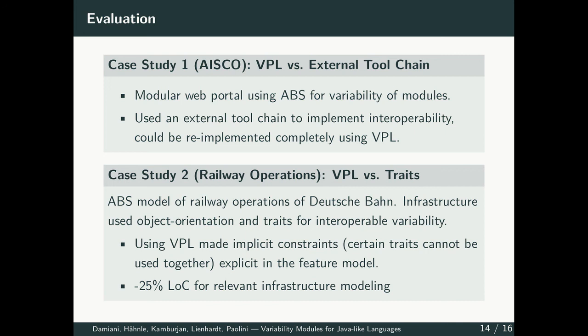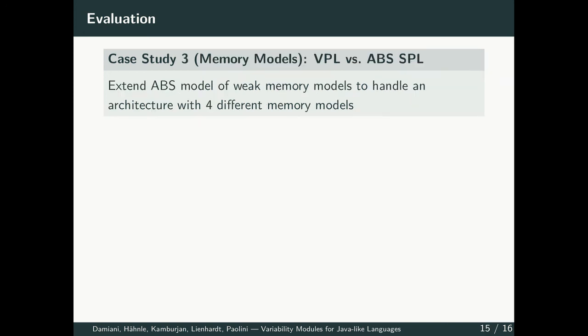We looked also at the ABS model of railway operations, where we refactored the infrastructure model using variability modules. It was done using traits before, and inheritance and object orientation, which had the downside that we could only handle variability inside of one class, while variability modules can handle variability in different classes. And also it has the disadvantage that there were implicit constraints, so certain traits could not be used together, which can be made explicit in the feature model using variability modules. And also we saved around 1/4 of the lines of code for the remodeled infrastructure modeling.